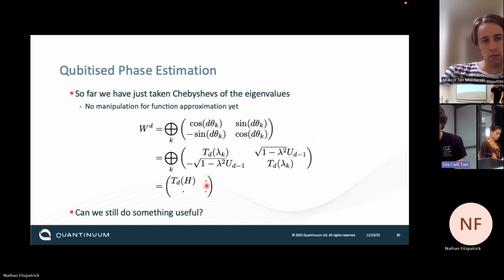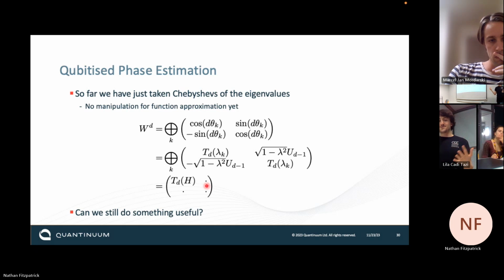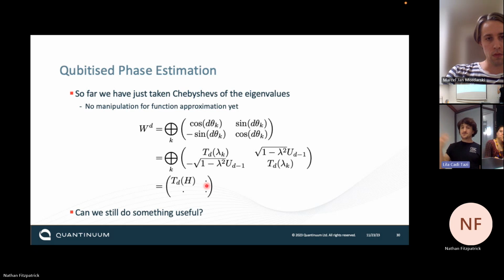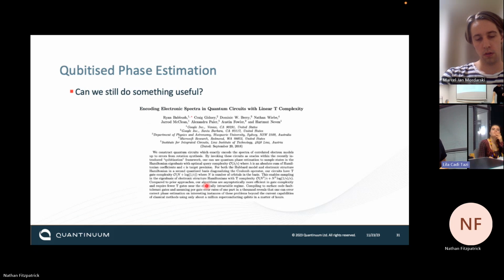So we've just formed the Chebyshevs of the eigenvalues, by the matrix polynomial form acting on the singular values. In a Hermitian case, the singular values are the eigenvalues. We can do the Chebyshevs, but can we do anything useful with it? So this is what the work of this paper was.